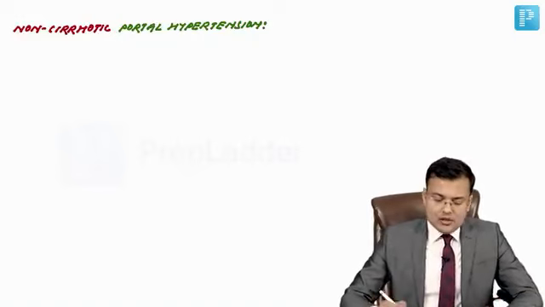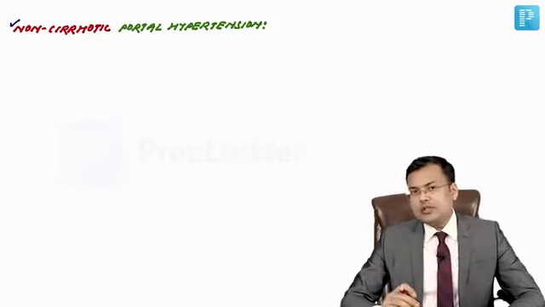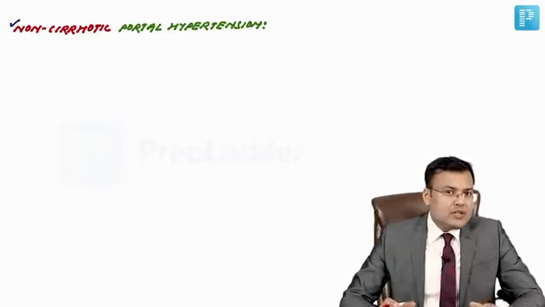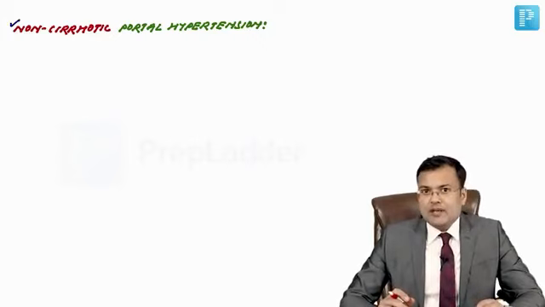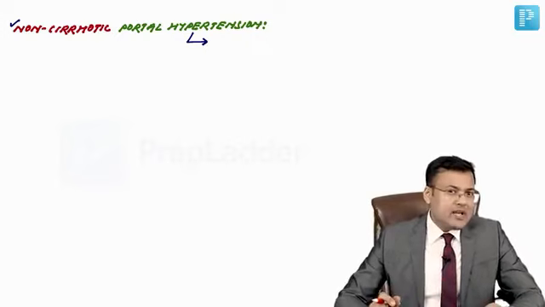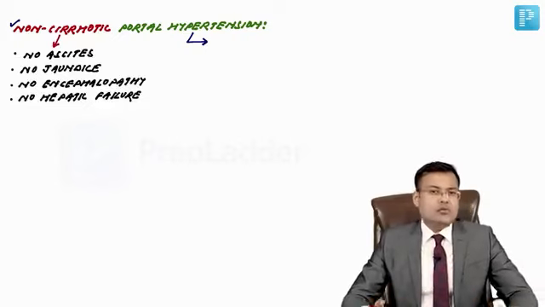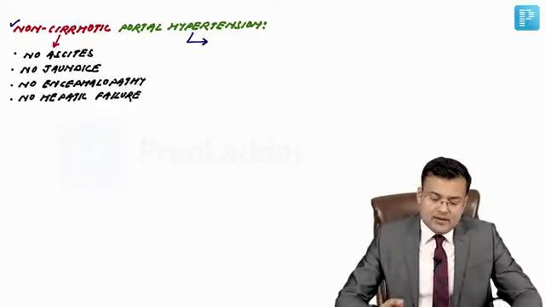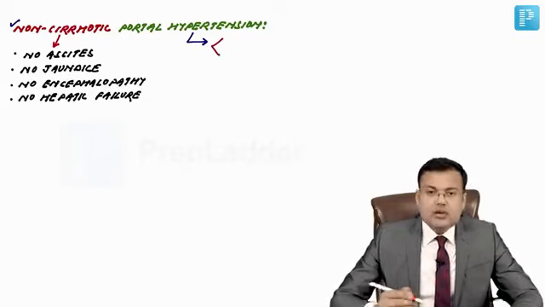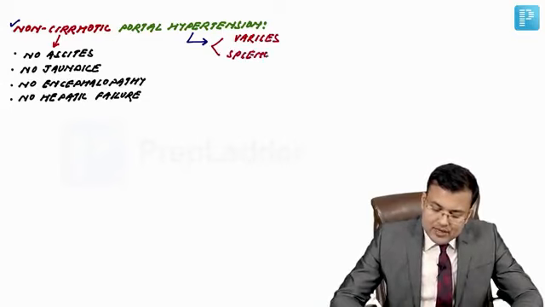Another important topic is non-cirrhotic portal hypertension. If you see, there are two components. One is non-cirrhotic, meaning there is no cirrhosis. So no ascites, no jaundice, no encephalopathy, no hepatic failure. And there is portal hypertension. Patients will be having esophageal varices and splenomegaly. So two universal manifestations: esophageal varices, and what? There is splenomegaly.